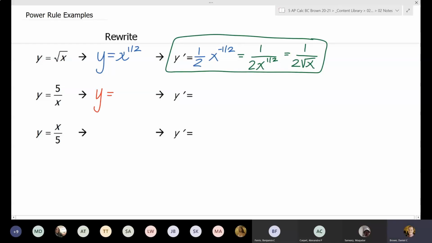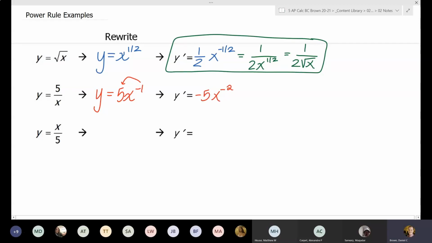5x to the negative 1. So you can just pull it up out of the denominator. Now we can take the derivative. So the negative 1 is going to come down in front, giving me negative 5x. Negative 1 minus 1 is negative 2.